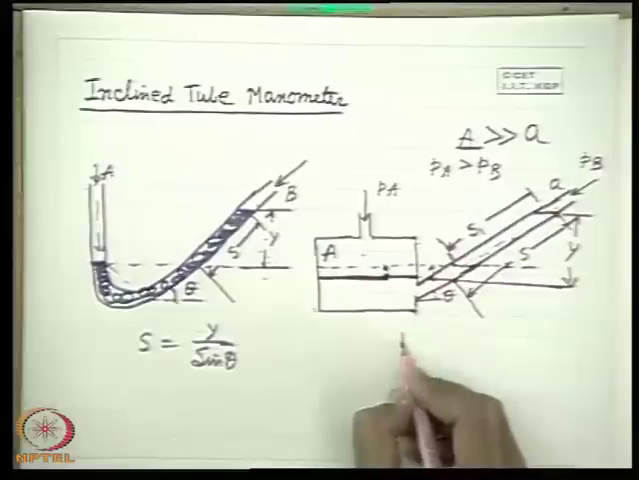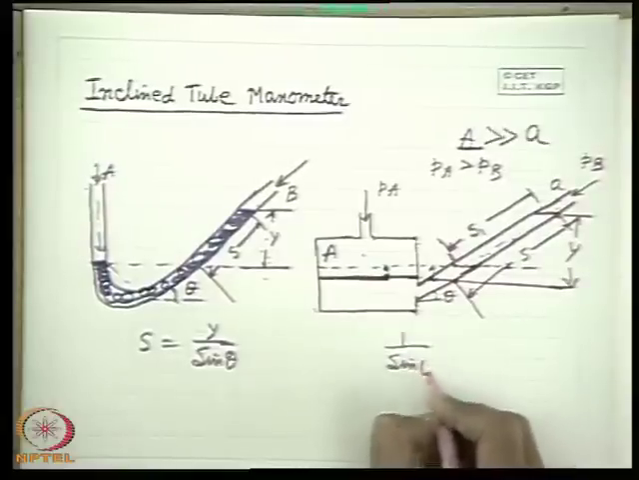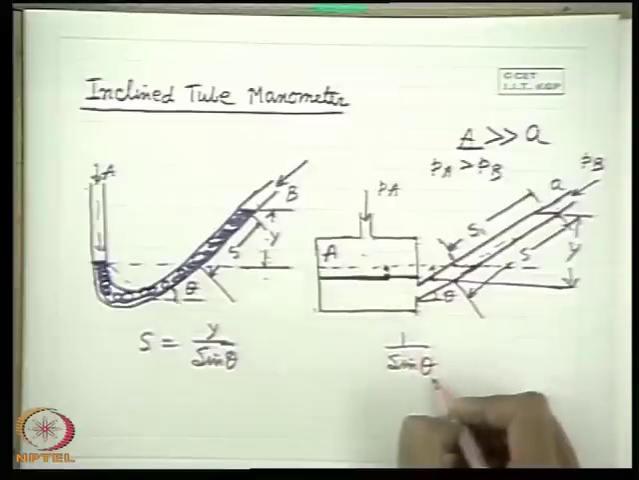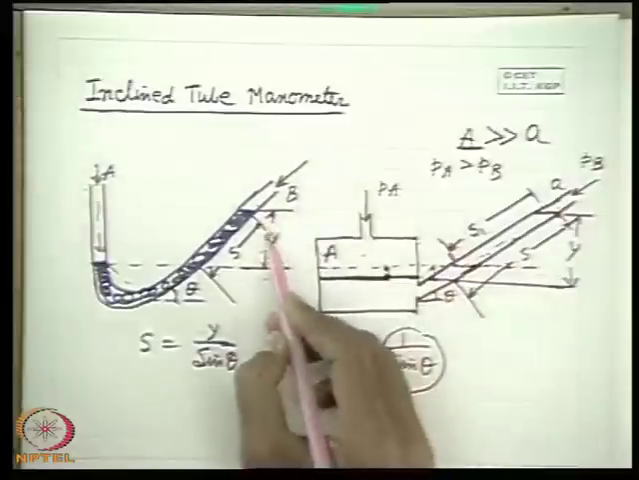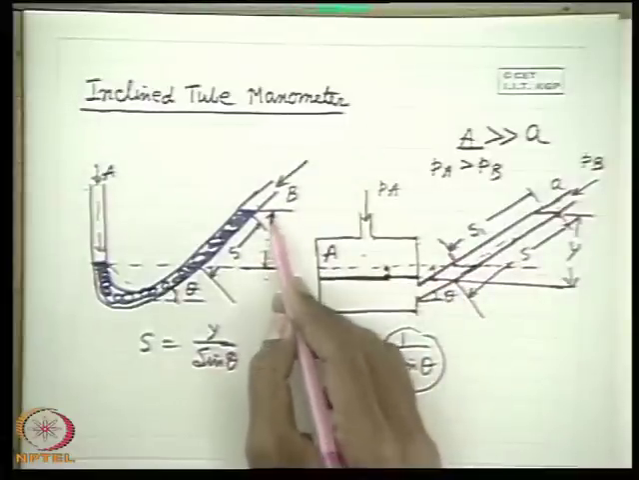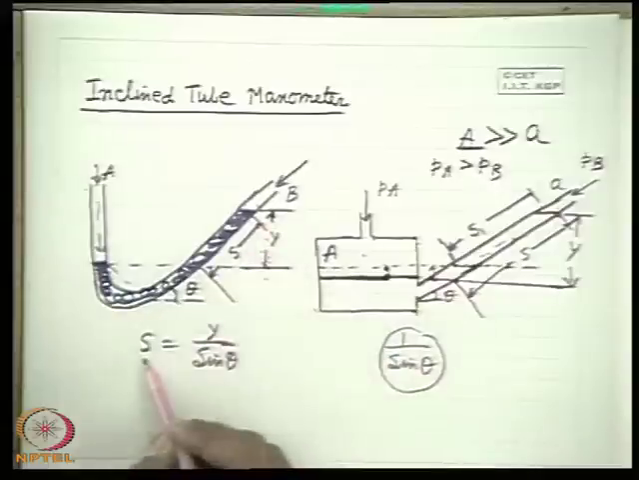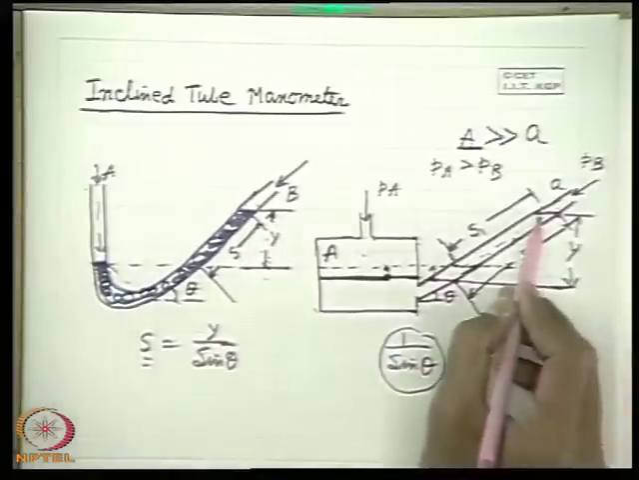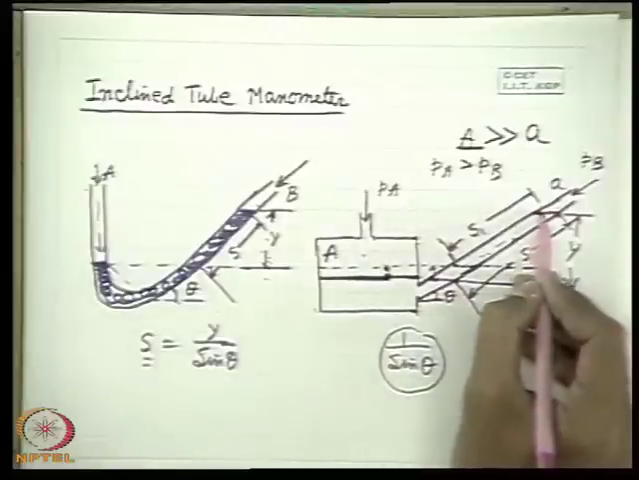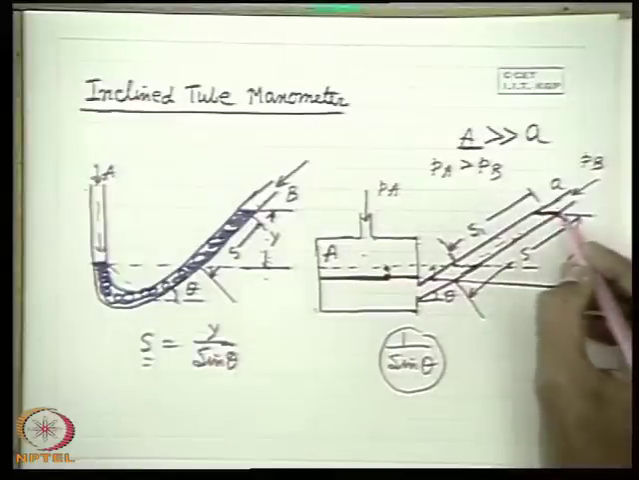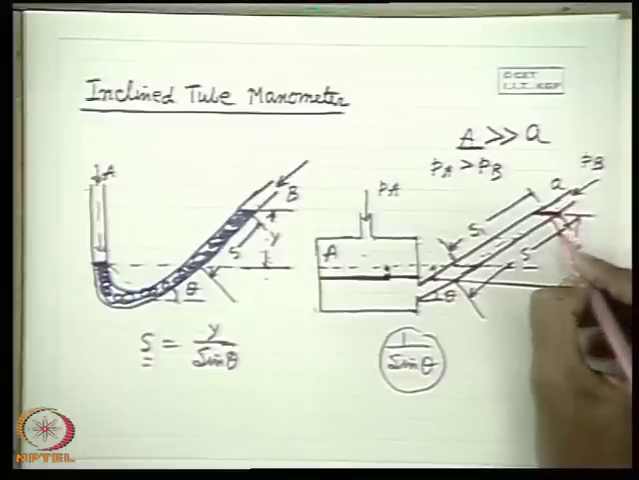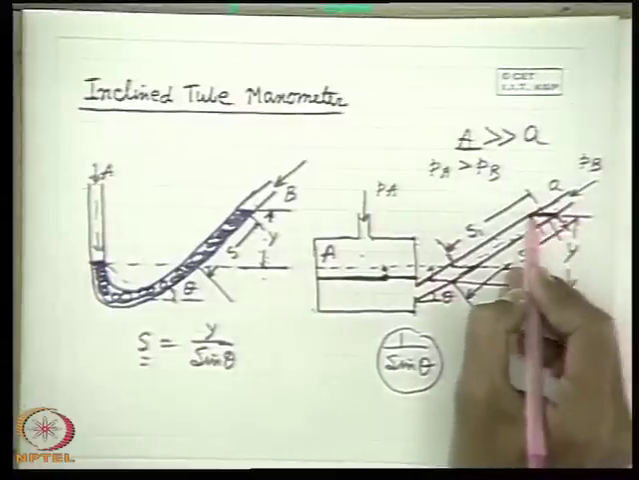Now a question comes: if the magnification factor is 1 by sin theta, can we go to lower and lower values of theta to get more magnification, so that for a very small difference in pressure, or small difference in y, we get a larger value of S? There should be a limit. As you go on decreasing theta, the meniscus, the free surface of the manometric fluid, will be so flat that it is very difficult to find its exact position, whether we take its end point, its middle point, or here. This will cause error in the system, because the free surface will be horizontal.